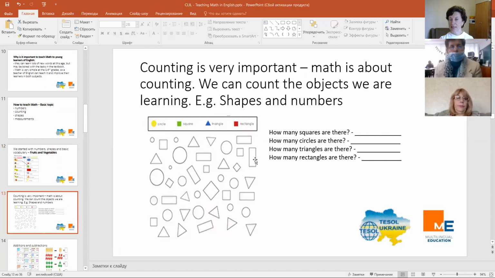And next step was counting. So we are still teaching shapes, but we can already combine them with numbers. And here is a worksheet for the same grade. For grade 1 or 2, it will be good. And they already can color, then they can count, and they can answer simple questions. How many squares, how many circles, how many triangles, and so on.